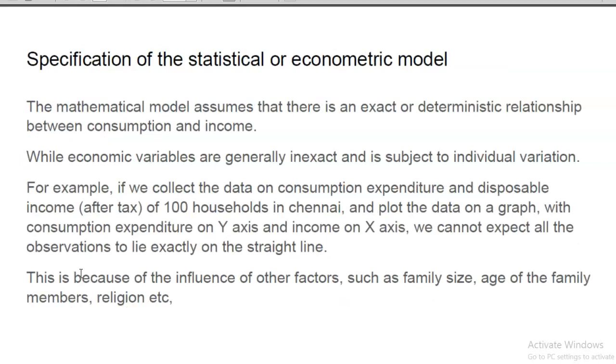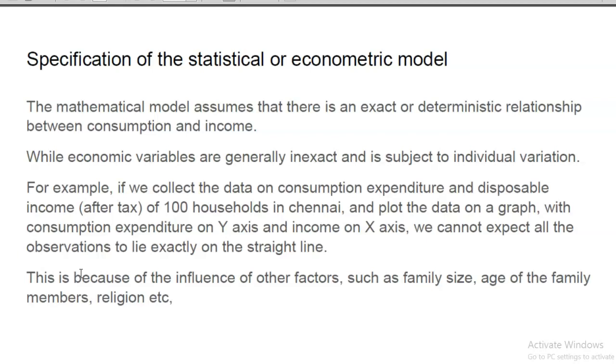Once the mathematical form is determined, we have to transform it into an econometric or statistical model. Mathematical equations always explain an exact deterministic relationship. That is, it will determine exactly this much change in consumption due to the change in income, because it is all just numbers. Maths takes the numbers and determines the relationship by solving the equation. It does not concern itself with other factors.